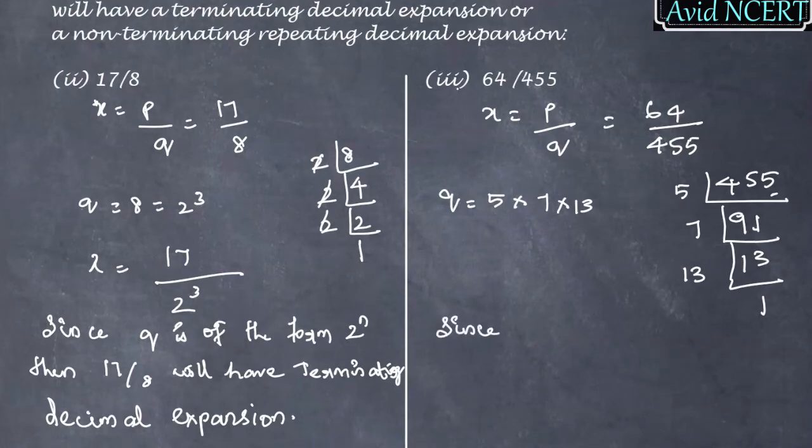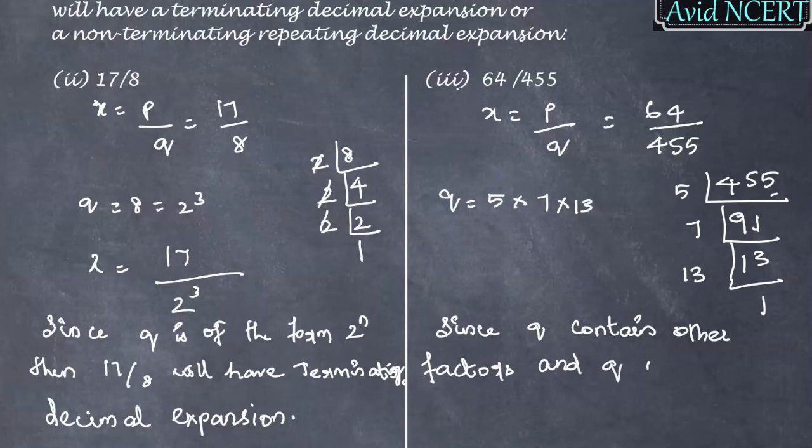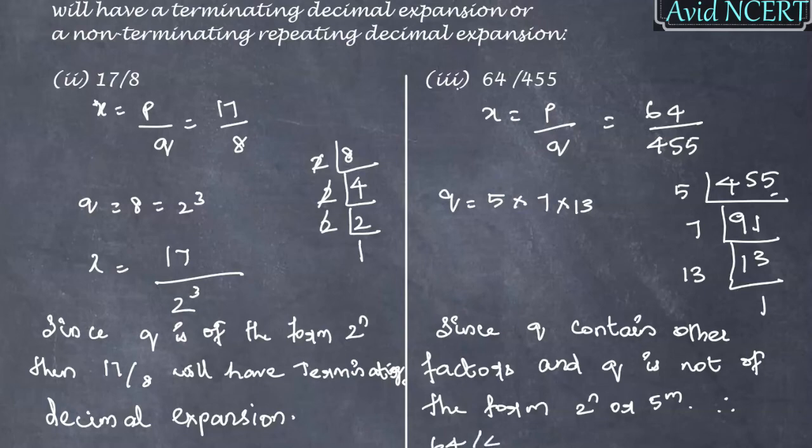Since q contains other factors and q is not of the form 2 power n or 5 power m, therefore 64 by 455, after this you have to write from the question, will have a non-terminating repeating decimal expansion.